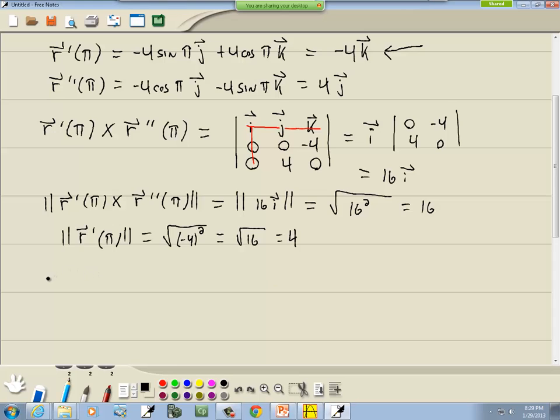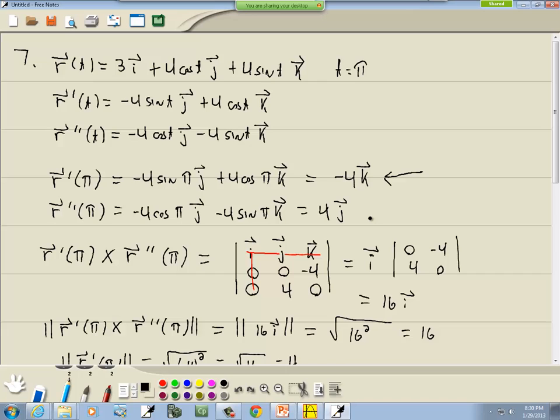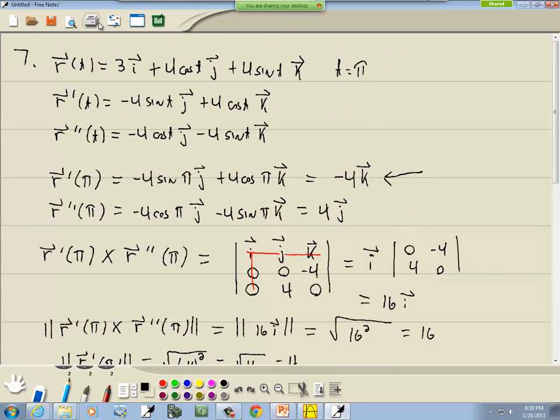Okay, so then our formula says curvature is equal to the magnitude of the cross product of r prime and r double prime, over the magnitude of r prime of pi raised to the third power. Top part is 16, this is 4 to the third, which gives us 16 over 4 times 4 times 4. 4 times 4 is 16, so that gives us 1/4, which is what we did before. And that's a little bit easier than what I did in class. Not much, maybe a couple steps by plugging in the numbers early on. Save that. And then we'll look at our last formula and last problem.